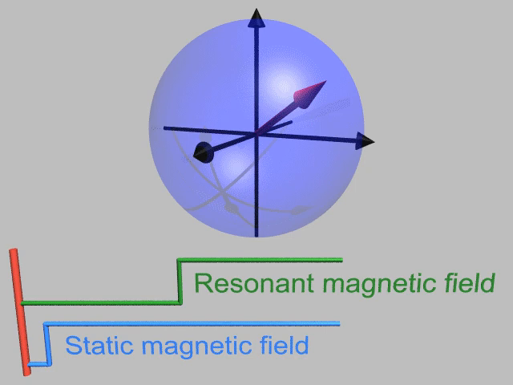A rotating frame of reference is a special case of a non-inertial reference frame that is rotating relative to an inertial reference frame. An everyday example of a rotating reference frame is the surface of the Earth. This article considers only frames rotating about a fixed axis. For more general rotations, see Euler angles.